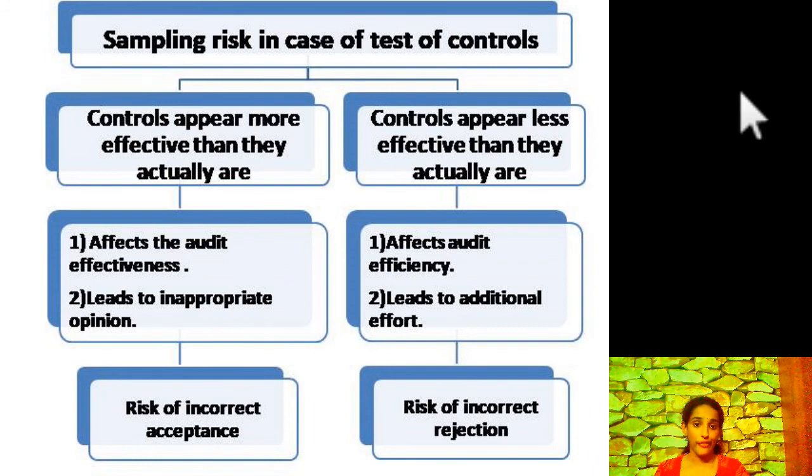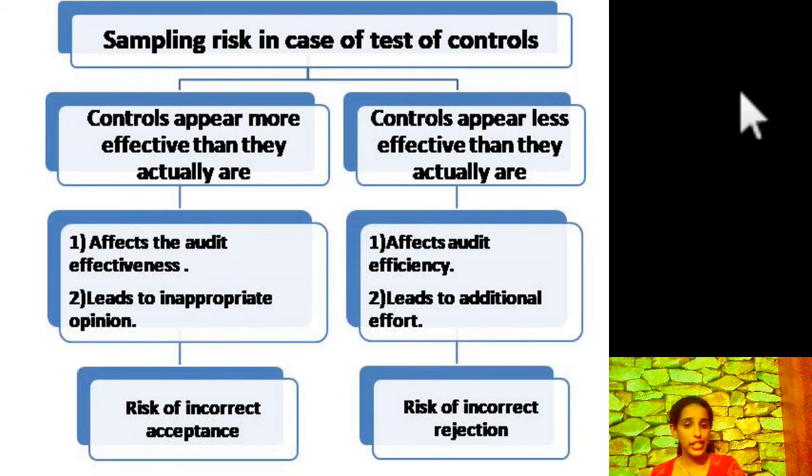This kind of risk, which leads to additional effort and affects audit efficiency, is called the risk of incorrect rejection. Something is correct but I'm incorrectly rejecting it. Controls are effective, but the auditor feels that the controls are ineffective and rejects them, seeking or applying new audit procedures to verify the same. So additional effort is also involved.